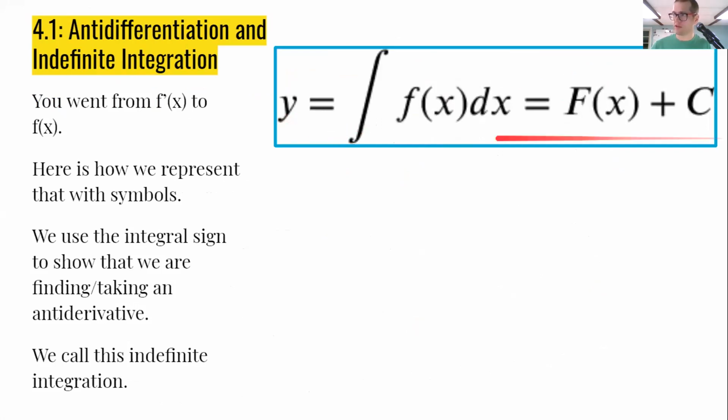So here's the whole thing, and I'm going to explain what each part of this means. Here's how we represent all that with symbols. We use this integral sign to show that we are finding or taking an antiderivative. We call this general process, when we use the integral symbol, indefinite integration, because you get a function out of it.